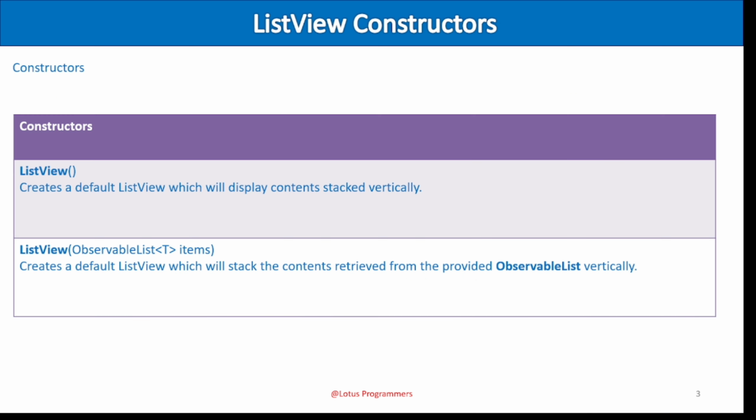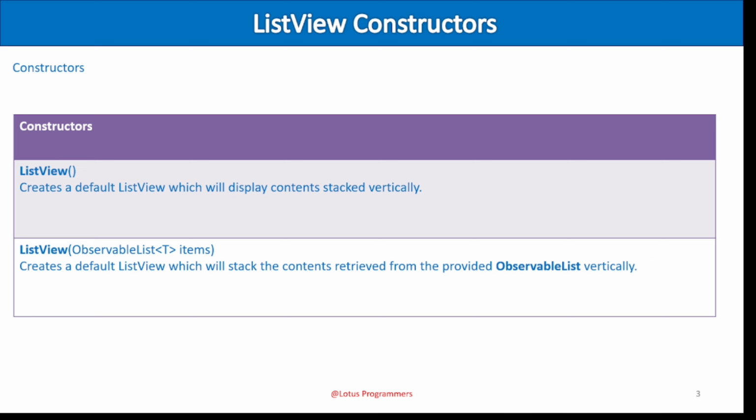Let us discuss the constructors of ListView. There are two important constructors to understand from the ListView class. The first constructor, ListView without any argument, is the default constructor without any list of items. If an object is created using this constructor, an empty ListView is created by default. After creation of the ListView object, we will add the list of items.